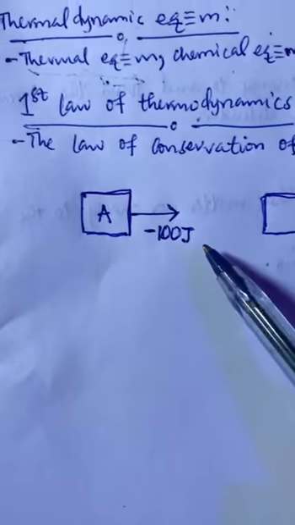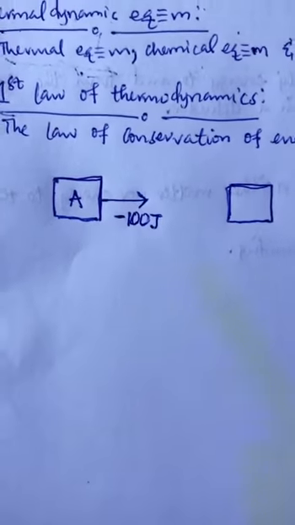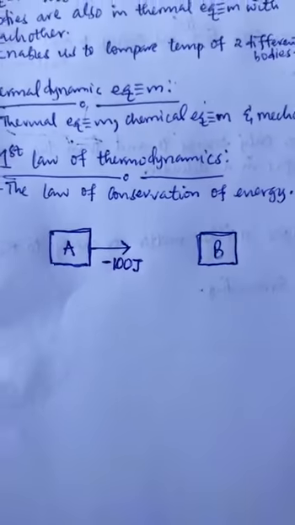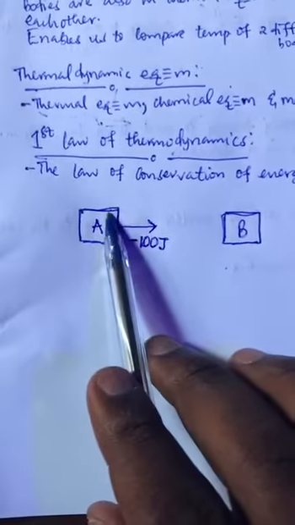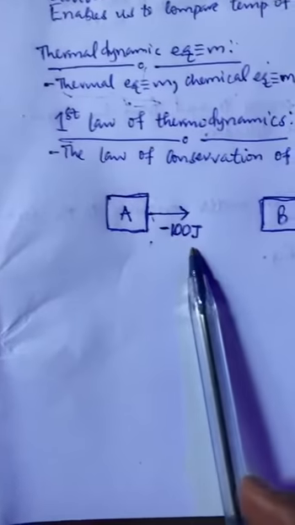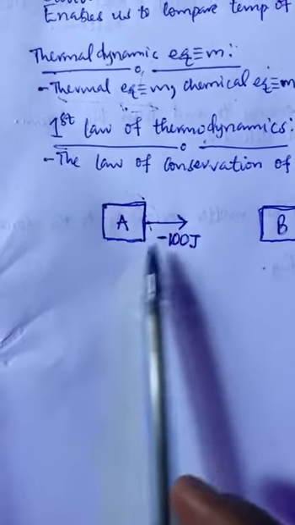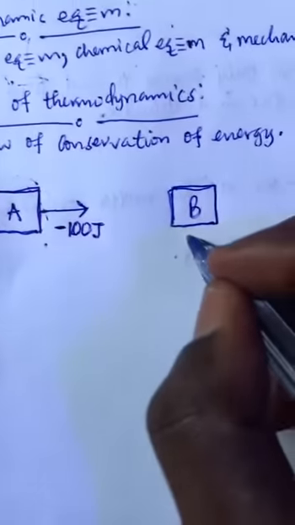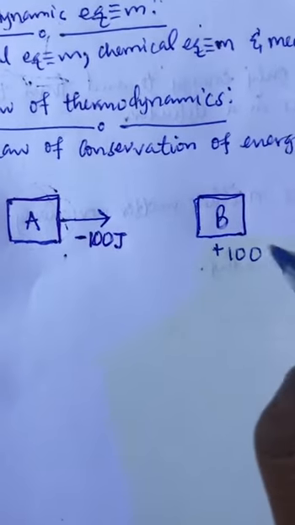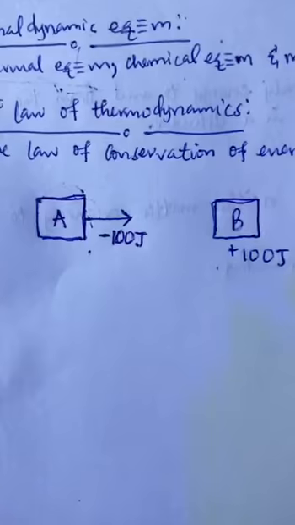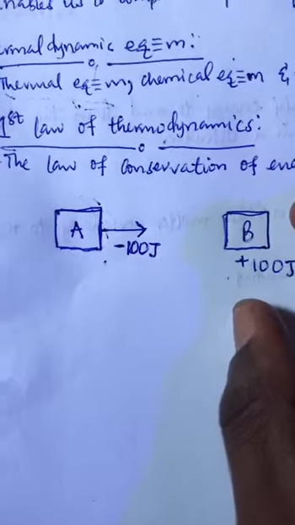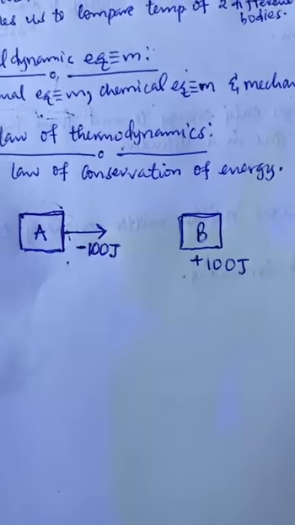As it is losing, where do you think this energy will go? This energy will now be absorbed by the second body. You get that? So for system A, its energy is going to decrease by 100 joules because it has lost 100. Then that energy is going to be gained by B. So B is going to gain plus 100 joules, and its energy is going to increase by 100 joules.